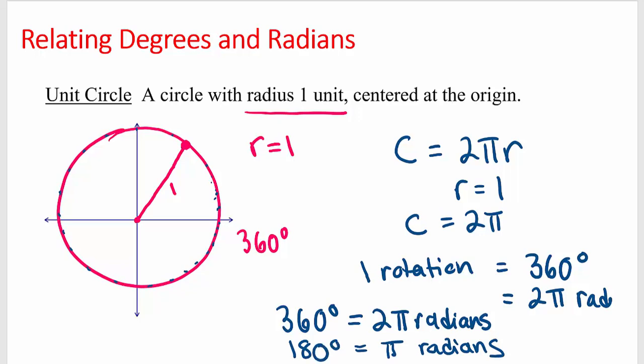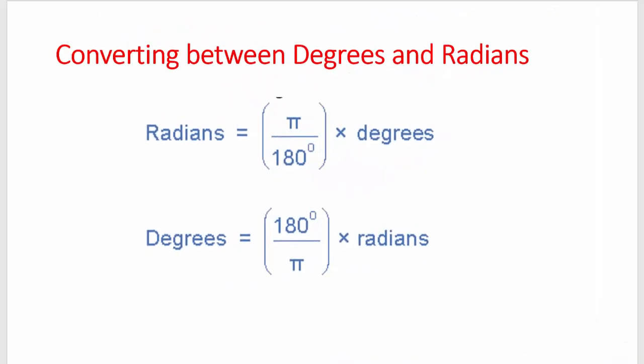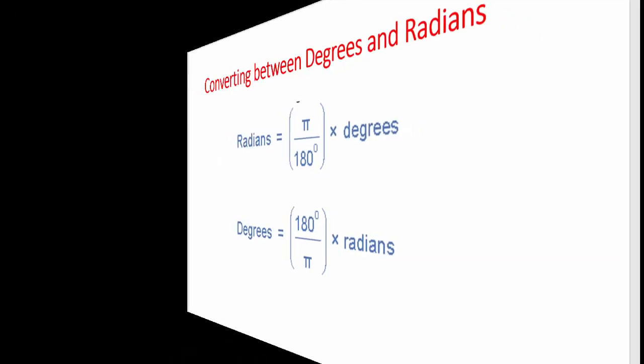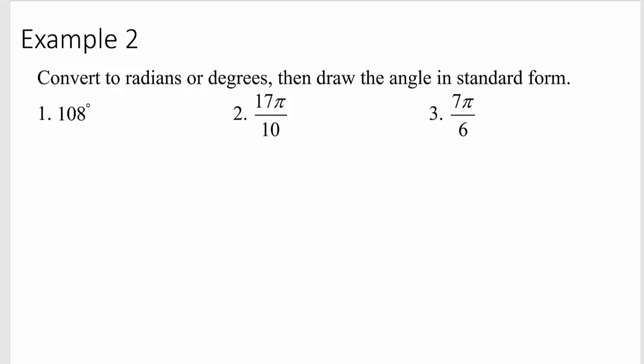So how do we use this information to convert back and forth between degrees and radians? Take a second and pause and write down the conversion between degrees and radians. Then we will apply this information in examples. We'll use the conversions to move between degrees and radians. Then we're going to draw the angle in standard form.